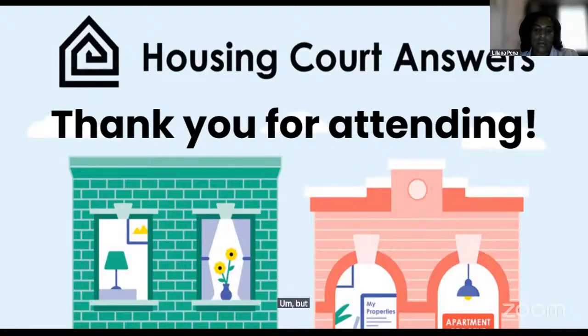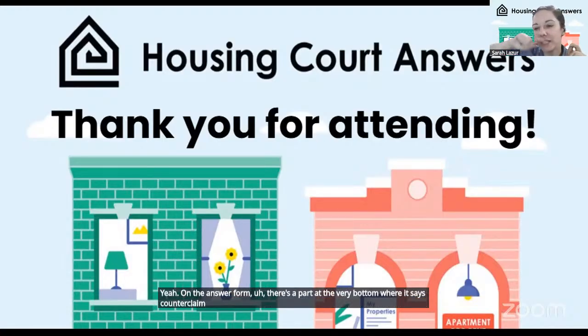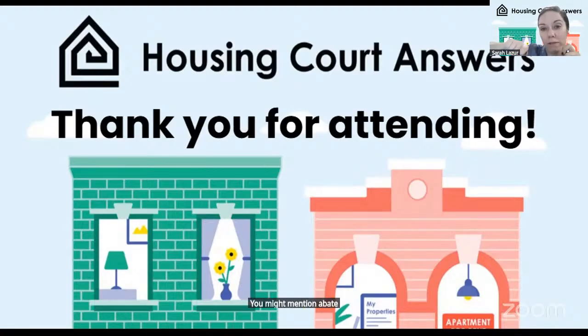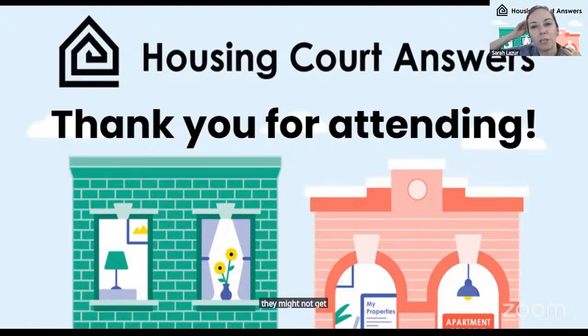On the answer form, there's a part at the very bottom where it says counterclaim. There's a line for repairs, and then at the bottom with counterclaim is where you might mention abatement for conditions, because if you don't mention counterclaim, then the judge might just think you only want a court order to make repairs. They might not get it that you want to talk about an abatement.